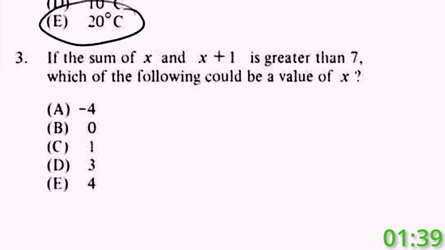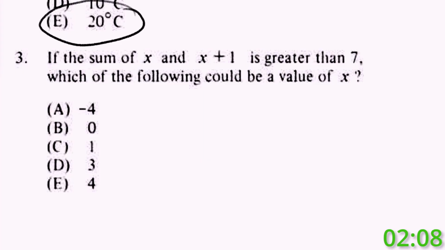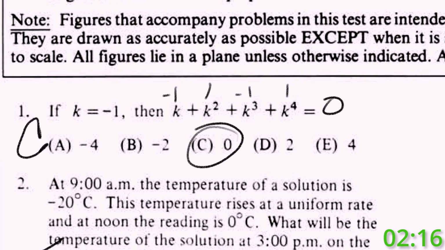For example, if x is -4, then x plus 1 is -3. Their sum is not bigger than 7. If x is 0, x plus 1 is 1. That sum is not greater than 7. If x is 1, x plus 1 is 2. That sum is not greater than 7. If x is 3, x plus 1 is 4. That sum is 7, but it's not greater than 7. So the only answer I've got here, I think, is E, 4, because 4 and 4 plus 1 is 9, and that's greater than 7.